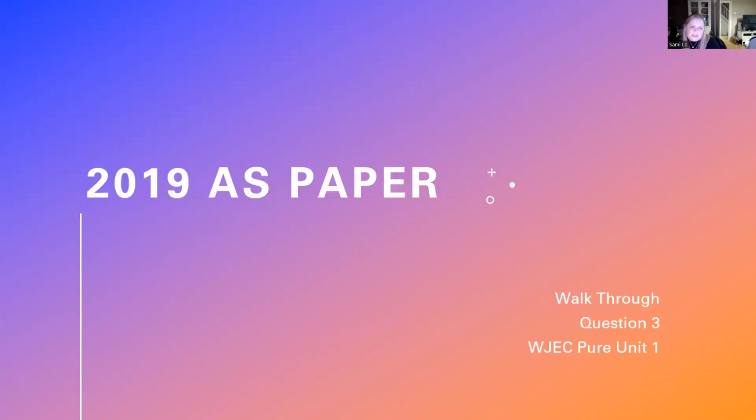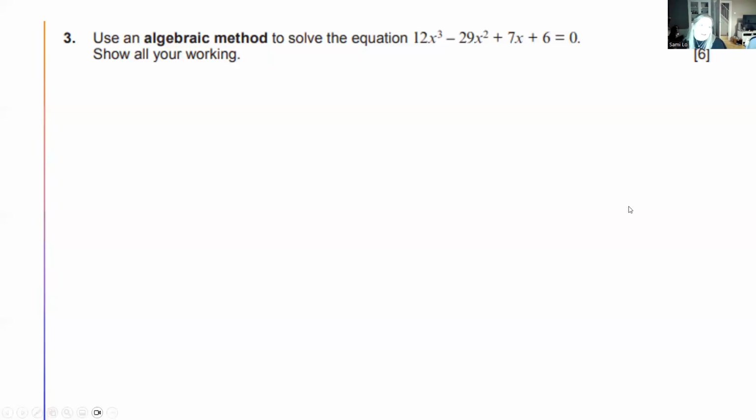This is the 2019 AS paper walkthrough, question 3 of the WJEC Pure Unit 1. With this question, we've got to use an algebraic method. That's the only thing stated to us to solve the equation. The hint is it's a cube, so when it's a cube, we know we've got 3 different brackets, and that's equal to 0.